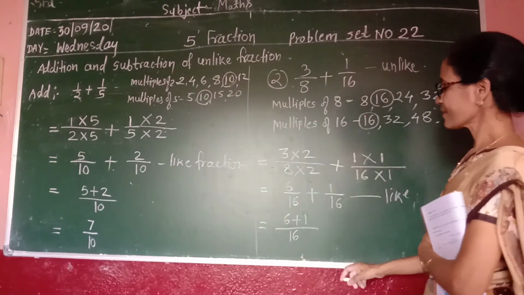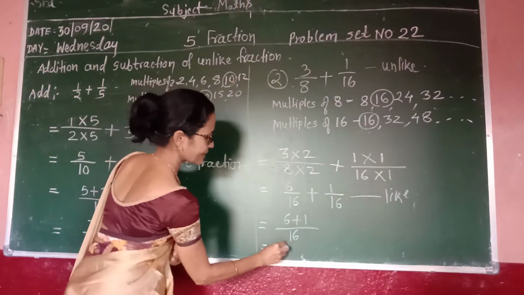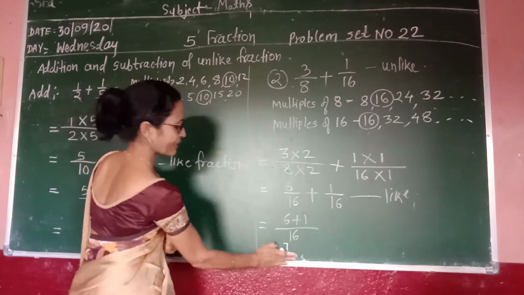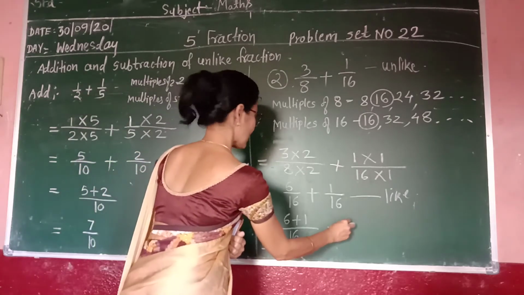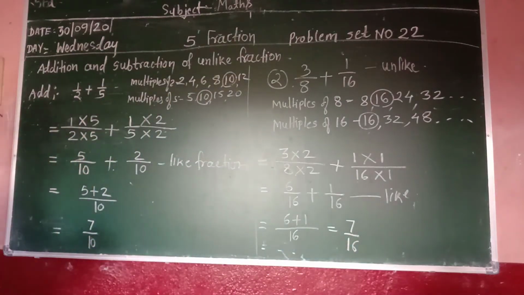So what is the answer? 6 plus 1 is 7. 7 upon 16. Okay, you can write here also 7 upon 16. Understand? Clear? Okay, you can do cross multiplication also.